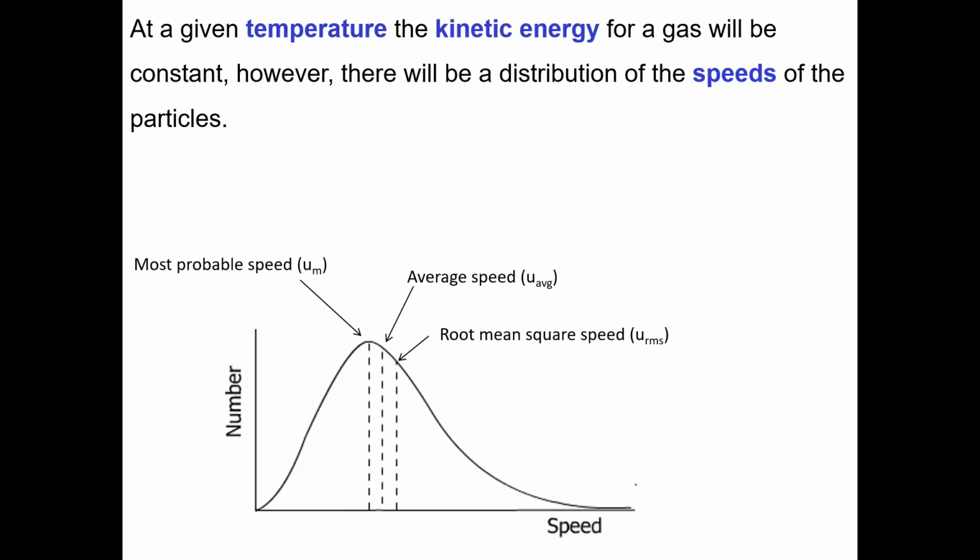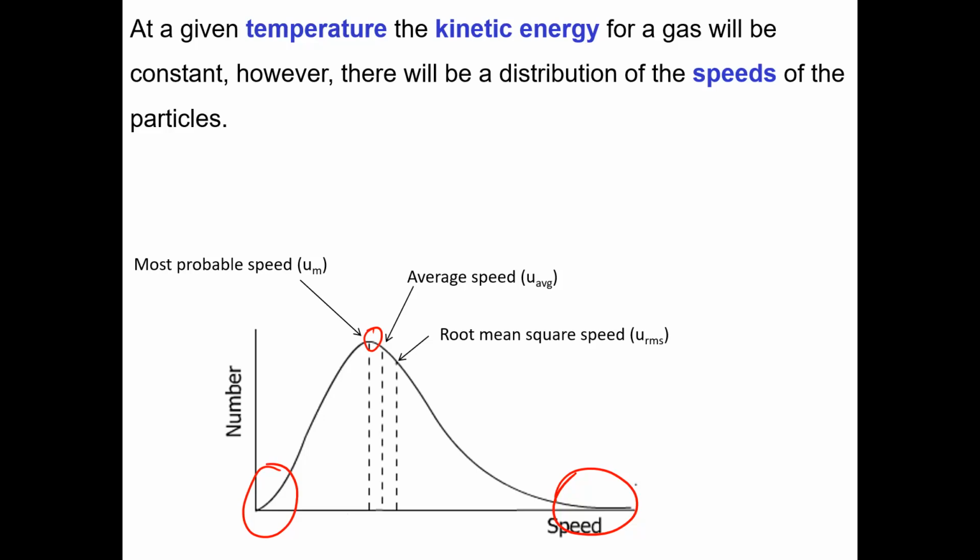So, according to the kinetic molecular theory, at a given temperature, the kinetic energy for a gas will be constant. However, it should be recognized that there will be a distribution of speeds of the gas particles. Some gas particles will be going very fast, others will be going quite slow. The most likely speed, the most probable speed, will be at the peak of our curve.